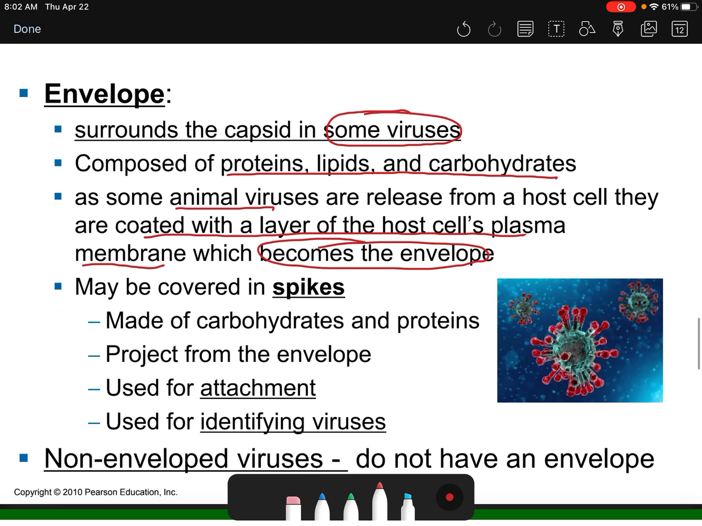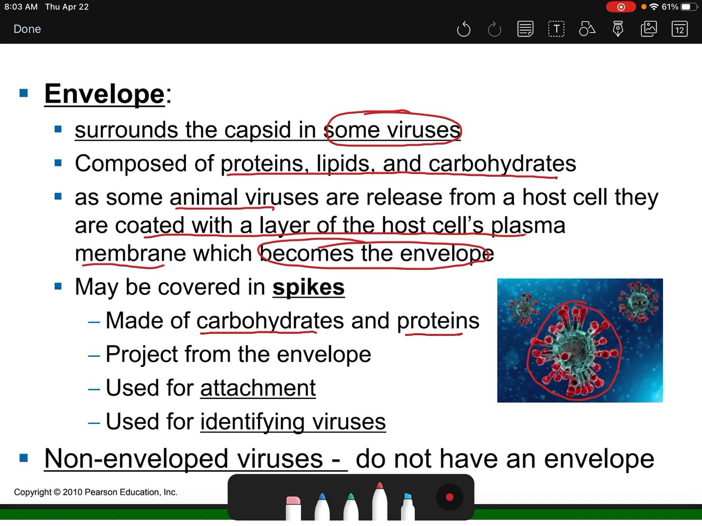The other thing is that the envelope can be covered in spikes. These spikes are made up of carbohydrates and proteins, and they project outward from the envelope, and so you can see all these spikes here, okay? This is a picture depicting coronavirus, and if you've ever seen any of the pictures of the coronavirus, they have all the different spikes sticking out from them. It looks like a round little ball, like a pin cushion with a bunch of pins projecting from it.